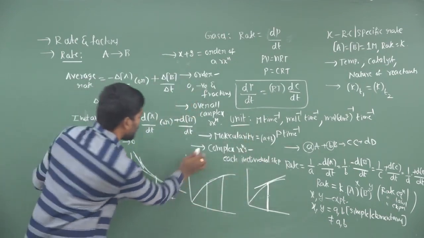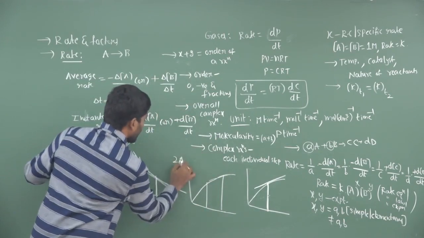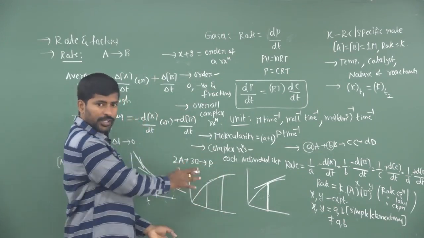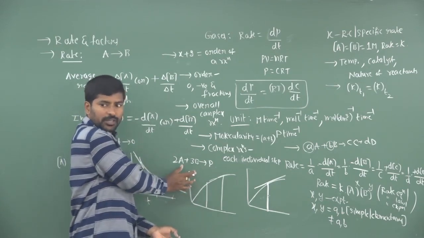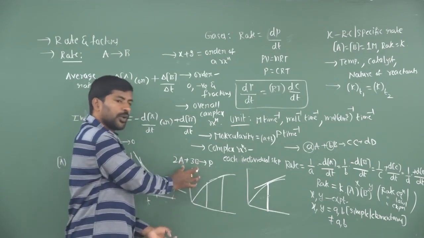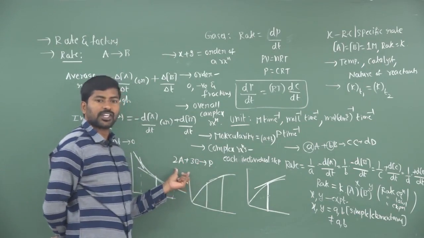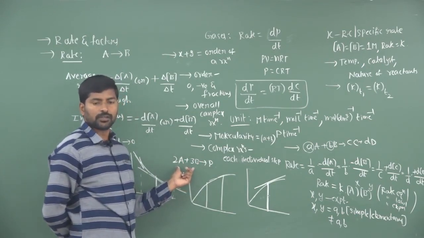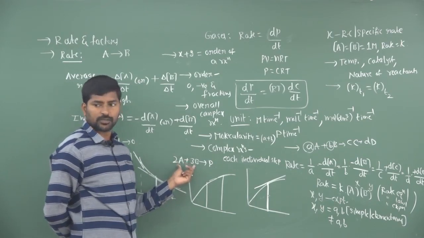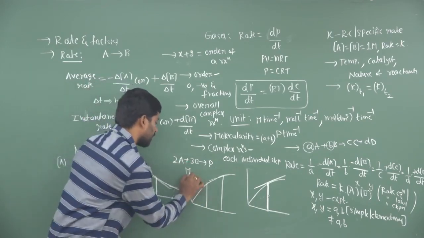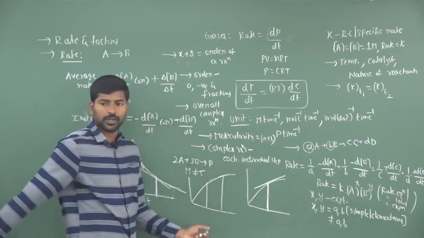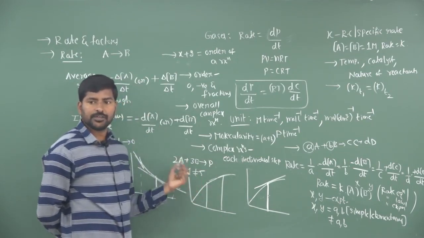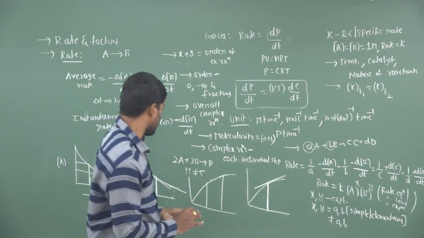For example, take a complex reaction, 2A plus 3B gives products. It is a more than one step reaction. Are all these 5 molecules undergoing collision simultaneously? All these 5 molecules are not undergoing simultaneous collision. So is molecularity equal to 5 or not? Not equal to 5. So we have to give molecularity to each individual step of a complex reaction.